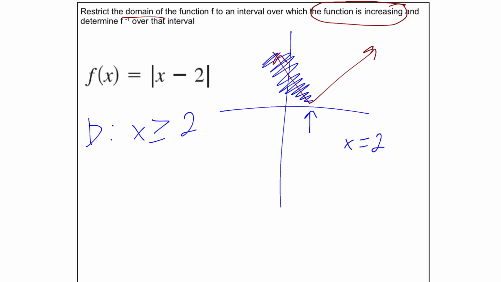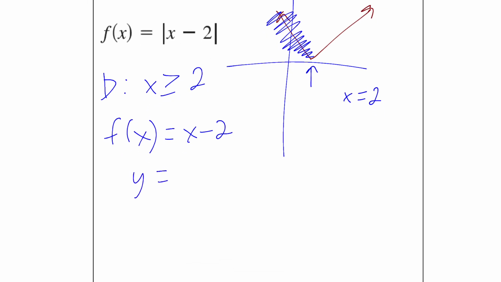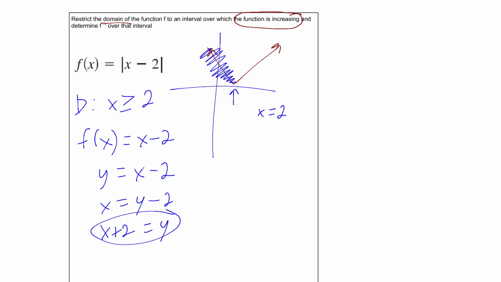That's the first part. And now I need to figure out the inverse over that interval. So at this point, now my function is just x minus 2. Like the absolute value part is gone. So if I think about it like that, and I switch them, x plus 2 is equal to y. That's my inverse over that interval.